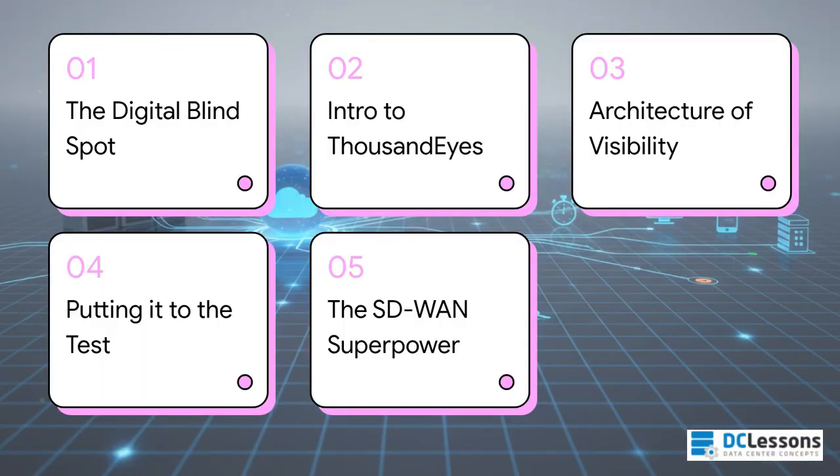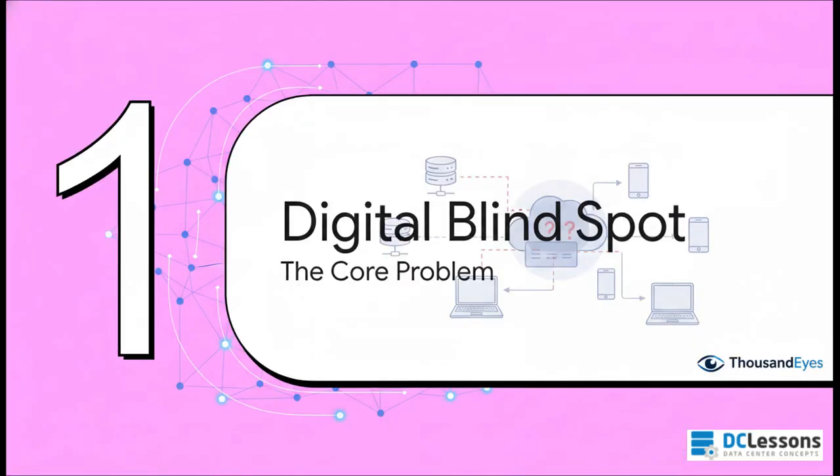So here's the plan. First, we'll dig into the core problem, what we call the digital experience blind spot. Then, we'll introduce ThousandEyes and look at how it's built to solve that problem. We'll explore the specific kinds of tests it can run, and then we'll wrap it all up with its true superpower, bringing unbelievable clarity to complex SD-WAN environments. All right, let's jump right in with that first point.